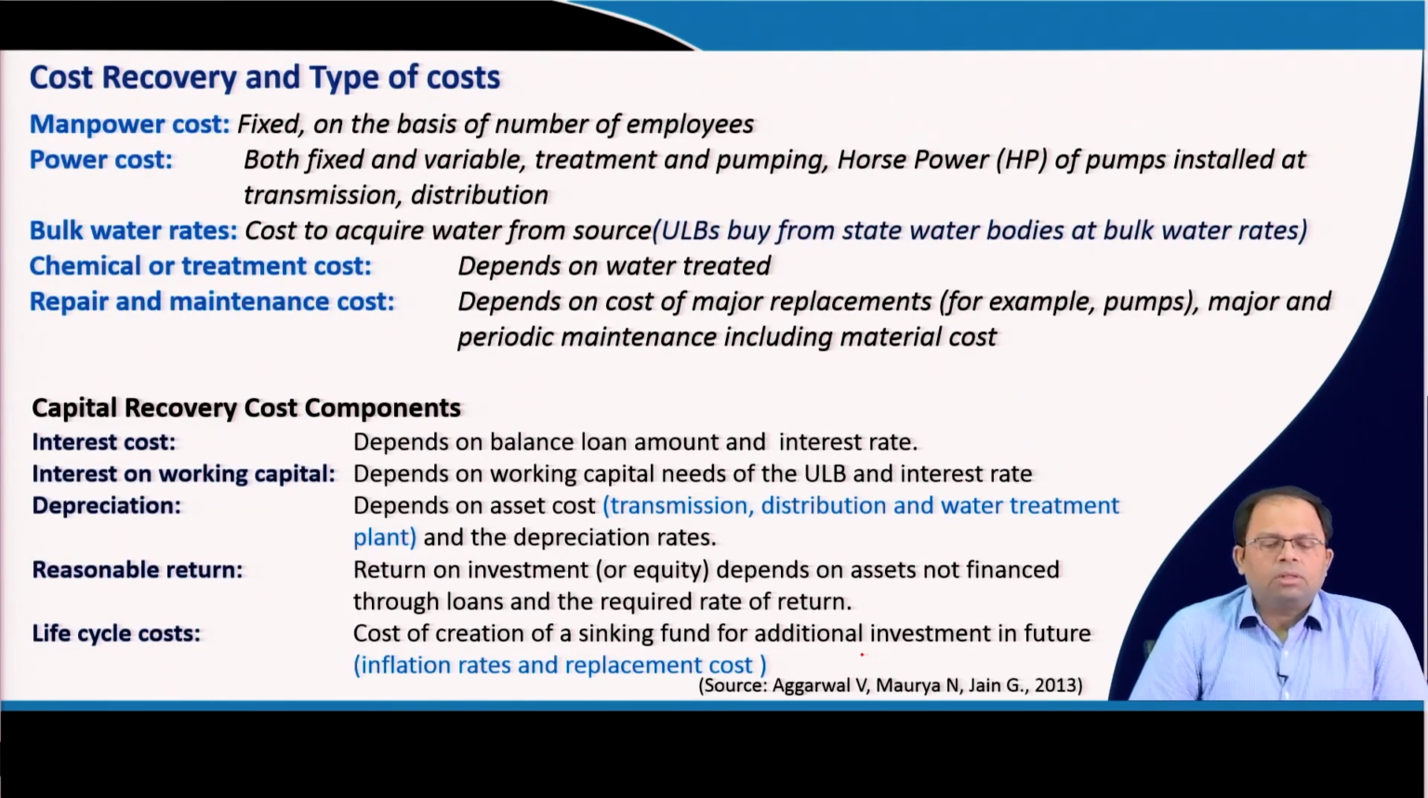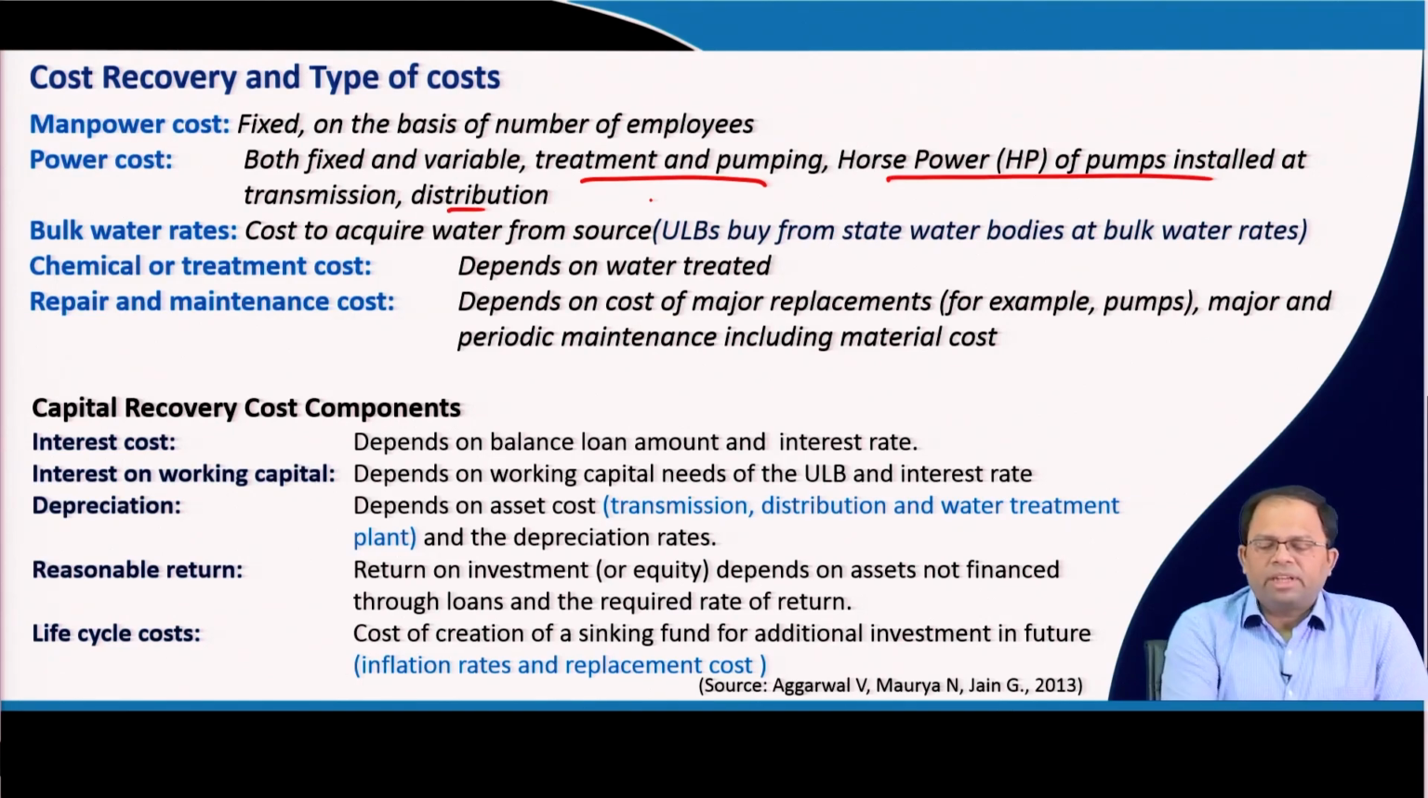So when we talk about the different types of costs and cost recovery, we see that manpower cost is mostly fixed and on the basis of the number of employees. So it is a fixed cost that you have to pay whatever the consumption is, and power cost could be both fixed and variable. Some of the cost is fixed, like the minimum power requirement, whereas some amount depends on the consumption. So like treatment and pumping, horsepower of pumps installed at transmission and distribution. So some of these costs are both fixed and variable.